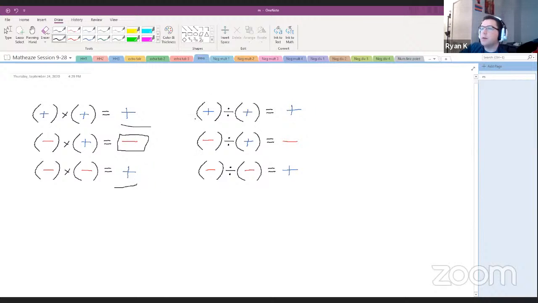And the trend is very similar for doing division. It follows the exact same thing. You're doing a plus divided by a plus, you get a plus. A negative divided by a plus, or if we were to switch that around and say it was a positive divided by a negative, you'd end up with a negative. And if you're dealing with two negatives and dividing it, you end up with a plus.